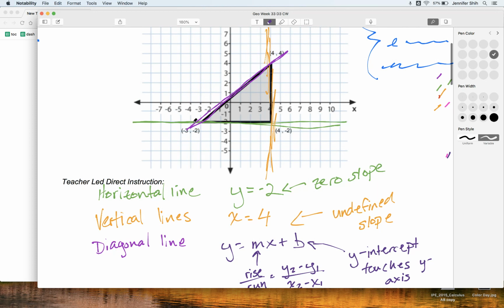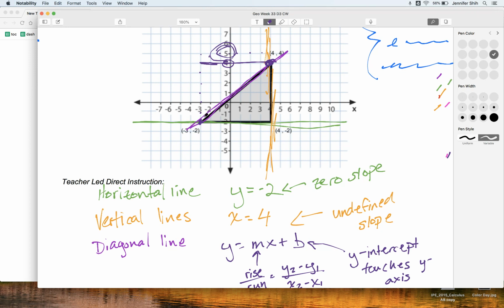We do know the rise and the run. You could take this point, -3, -2, and count 1, 2, 3, 4, 5, 6, 7 for your rise, and your run is 1, 2, 3, 4, 5, 6, which is not 7. I counted wrong somewhere. Let's find out. Oh, it's because the point is right here. I need a 4. Okay, this is where my point is. We're good.